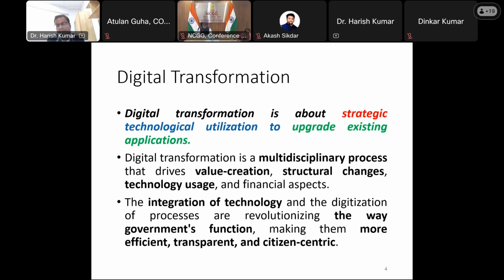So what I can summarize as digital transformation as a concept is the integration of technology in a strategic way, the way governments function in more efficient, transparent, and citizen-centric practices. That's why we are talking about digital transformation in governance.